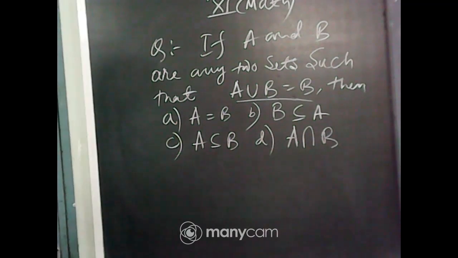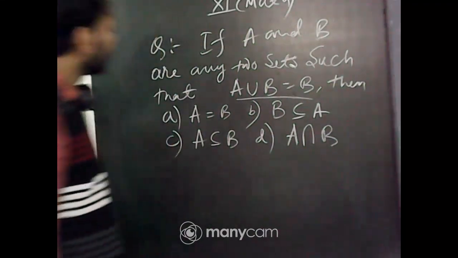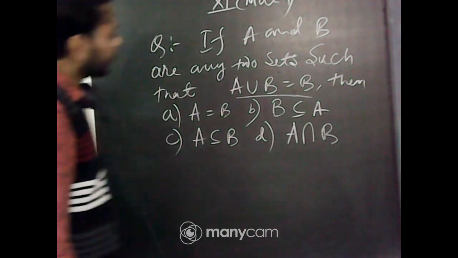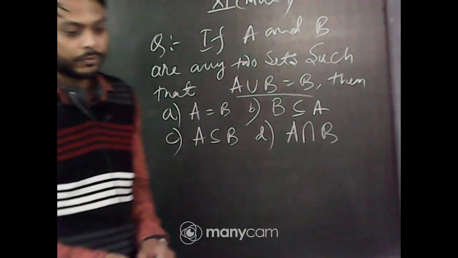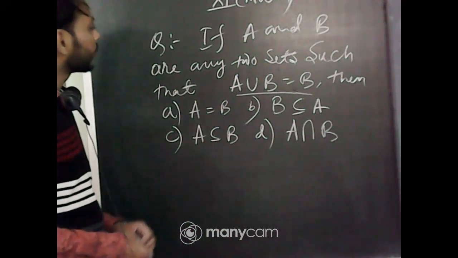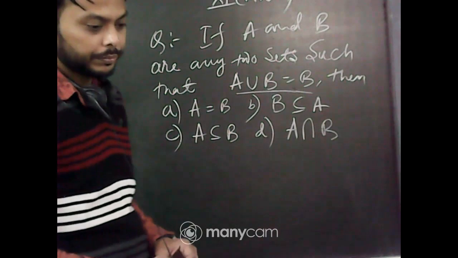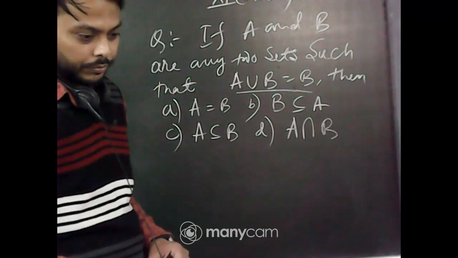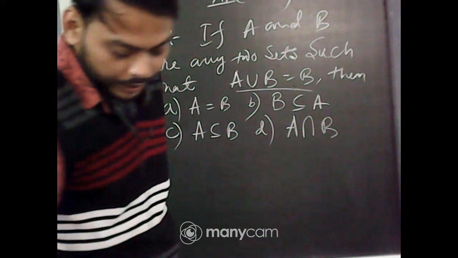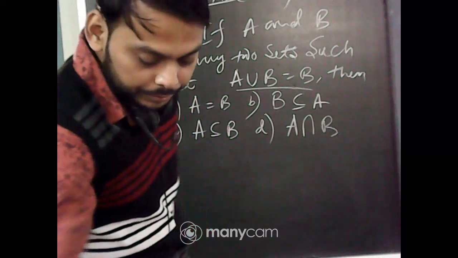Here A union B is giving you B, that is the whole B. That means A obviously equals B or is a proper subset of B, isn't it? Either A equals B or A is a proper subset of B. Okay, very good. So move on to the next question.